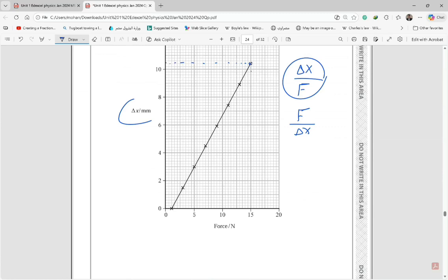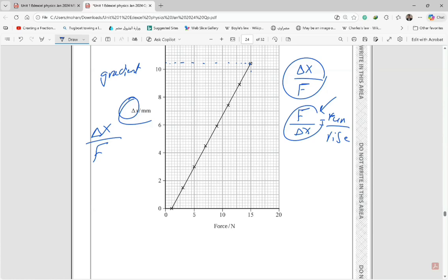Okay, and this point is very clear here. Look at this. The gradient equals rise over run, but here we will get run over rise, because the gradient equals delta X over F, but we need F over delta X. So we get the run over the rise, not the rise over run.